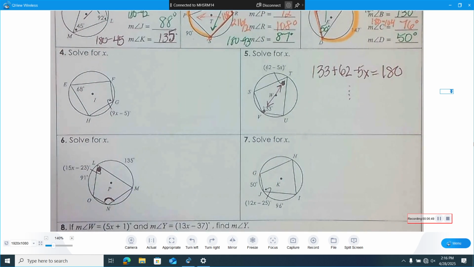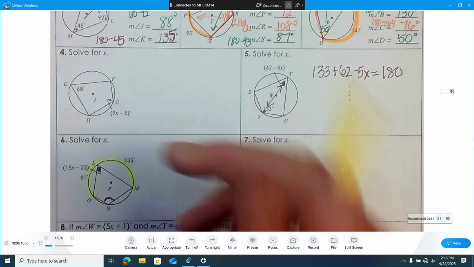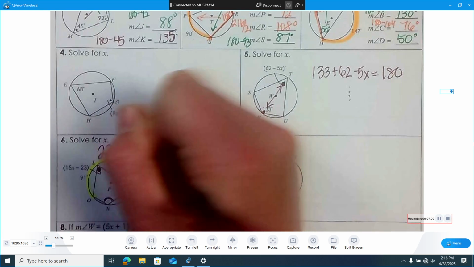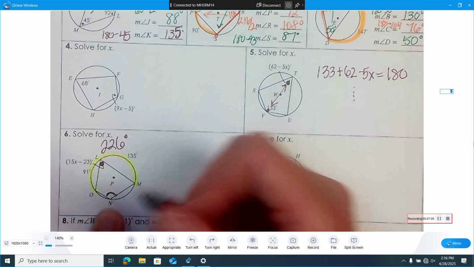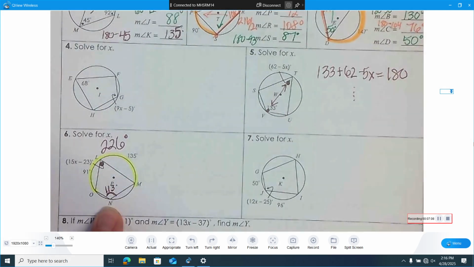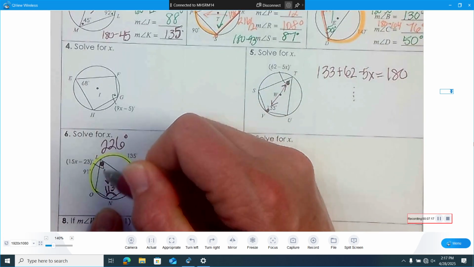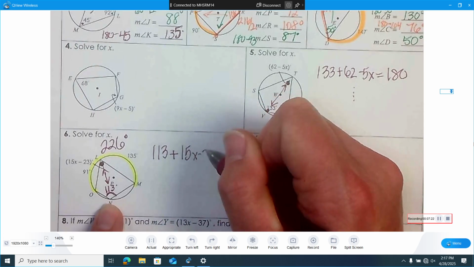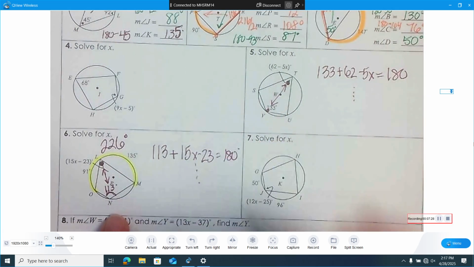You would want to find arc OLM. That major arc OLM is how big? 226 degrees. 91 plus 135, which means N is? 113. Yes, 113. So it'd be 113 plus 15x minus 23 equals 180. Good. These two angles are supplementary, so we can add them together. 113 plus 15x minus 23 equals 180. And do.